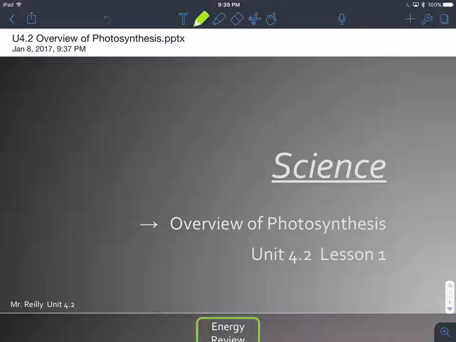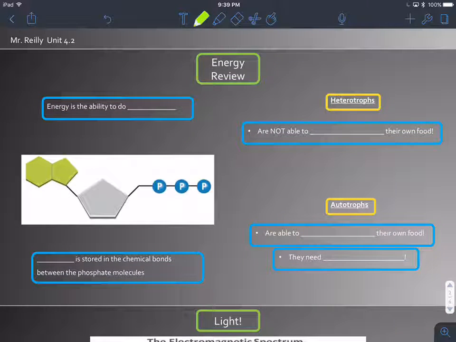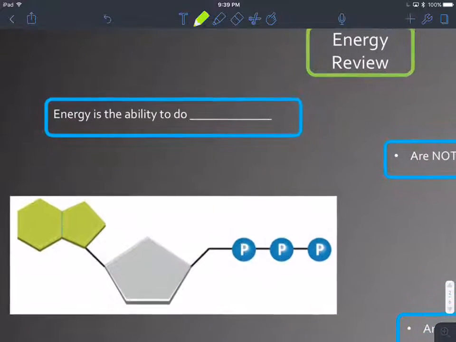And today we're going to be moving right into photosynthesis. I'm going to explain what this all means in a minute. So, this is just a quick review on what you guys know so far.